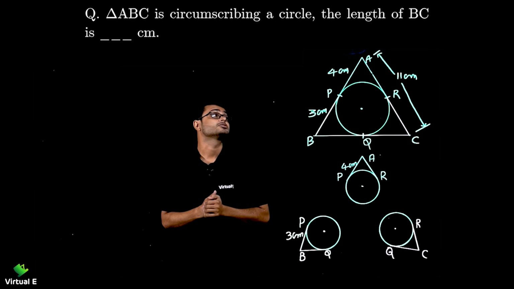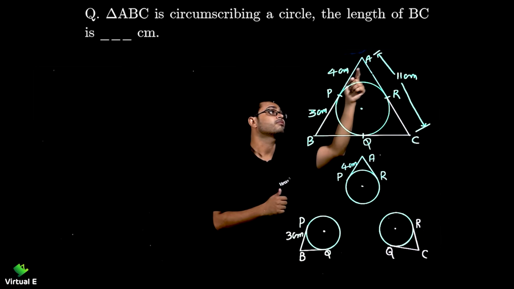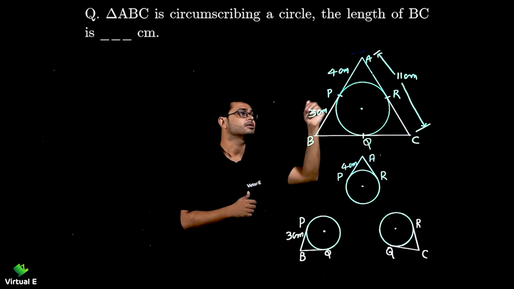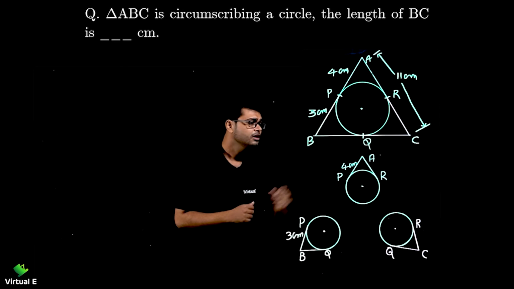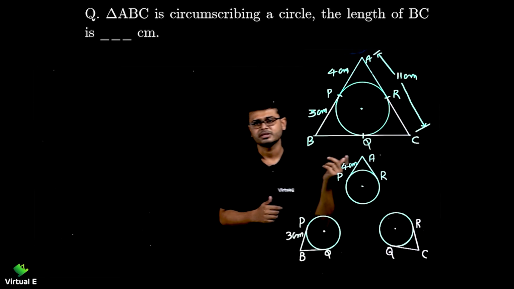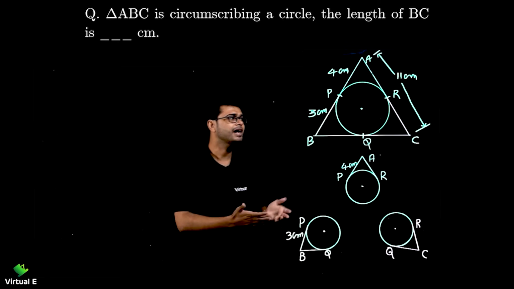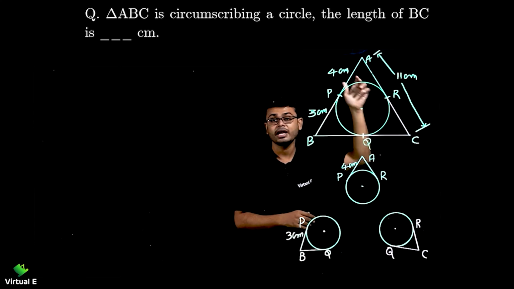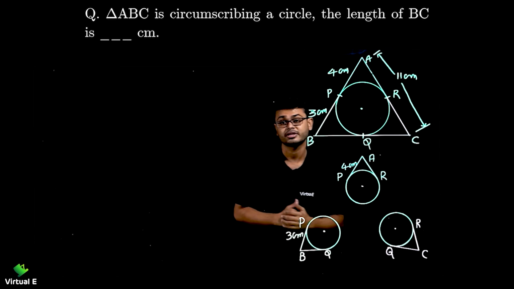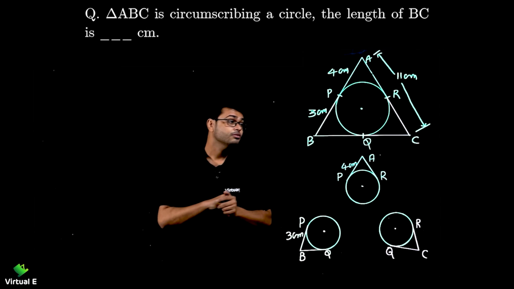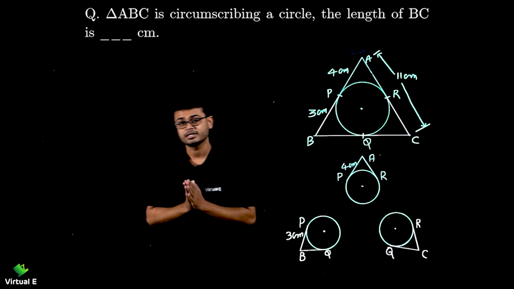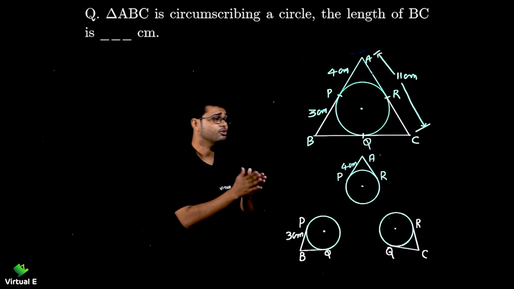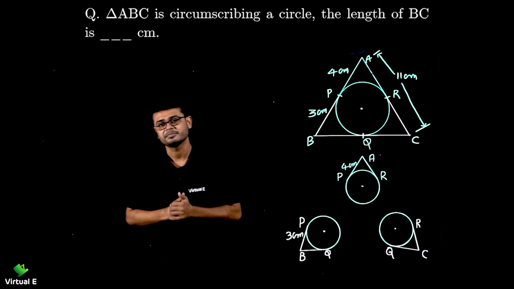And remember one thing, this circle is touching the sides of the triangle at P, at Q and at R, right? Done. So we have information of AP, which is 4 cm, then PB 3 cm. For BQ and QC nothing is given. It makes sense because we need to find that. And the whole length of side AC is given, 11 cm, right? So how to find BC, the side of a triangle? It's not given to find BQ or QC, but we need to find BC.